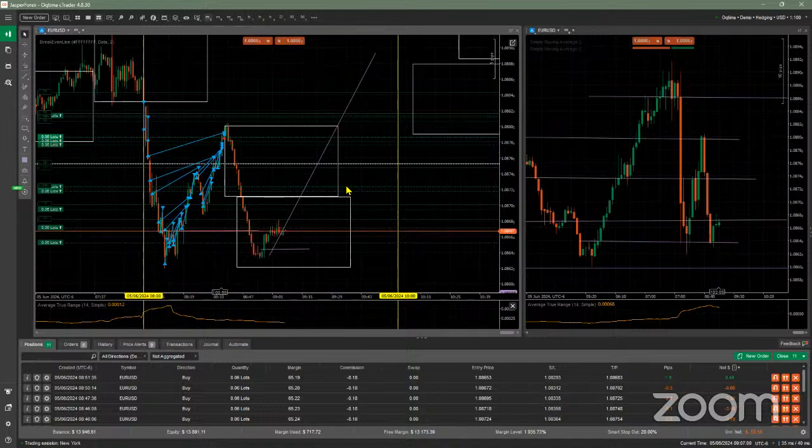The box I'm using right now comes from a 5-minute chart. This was calculated on a 5-minute chart. And I'm using it on the 1 minute.